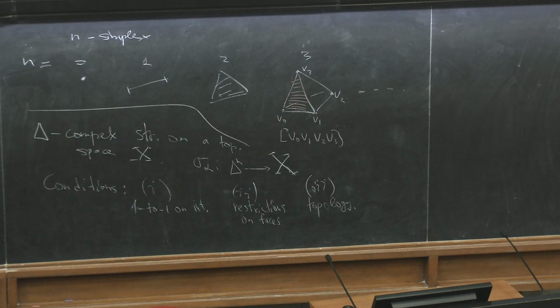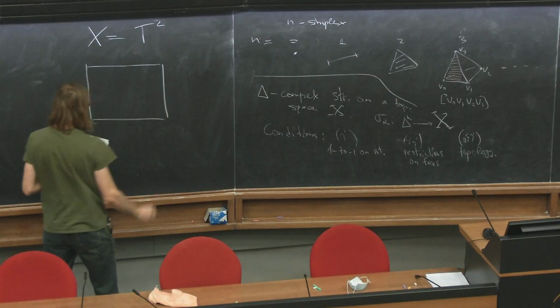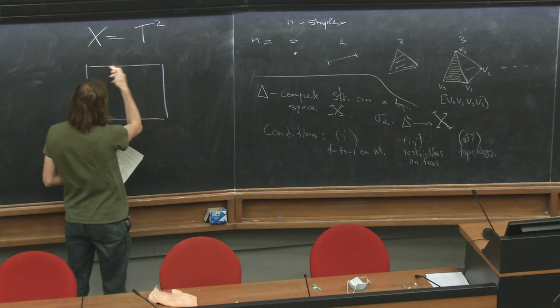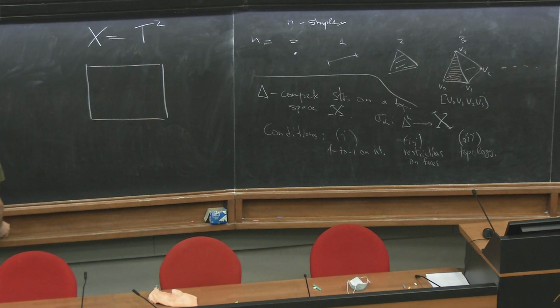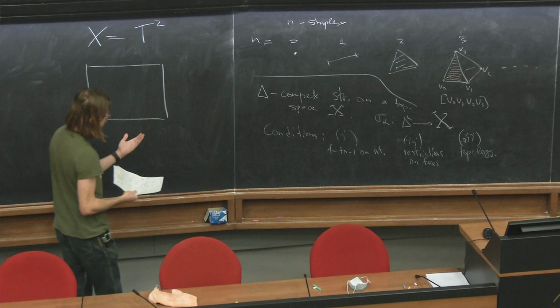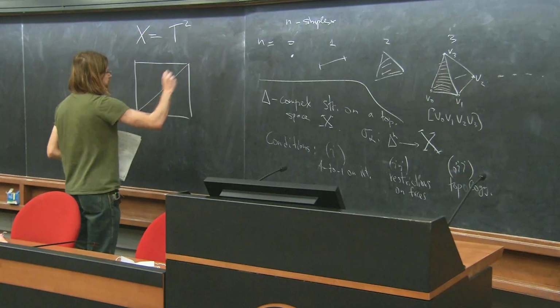So let me give some example. Consider X to be a 2-torus. As you by now should be very well familiar, the torus can be understood as a quotient of a rectangle where we identify opposite edges. In general, this delta complex structure can be understood as some sort of choice of triangulation. So here we can triangulate like this.